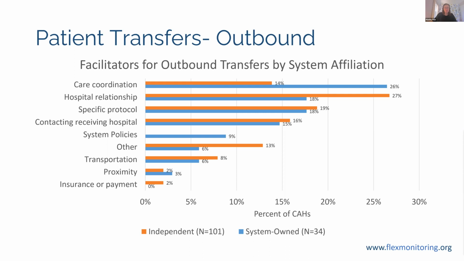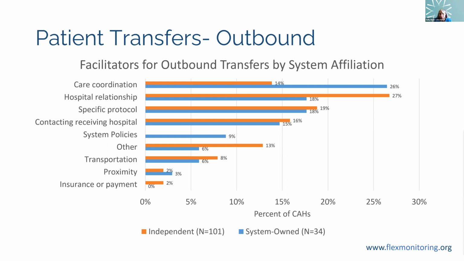Yeah, we did have this separate option about system policies, and it's possible that it pulled some answers away from the hospital relationship because it fell under system policies. So it's hard because they're not always exactly comparable between independent and system, as much as we tried to keep everything as identical as possible.